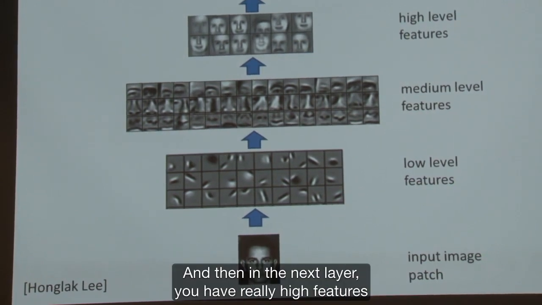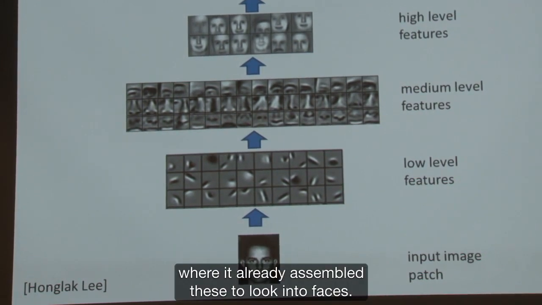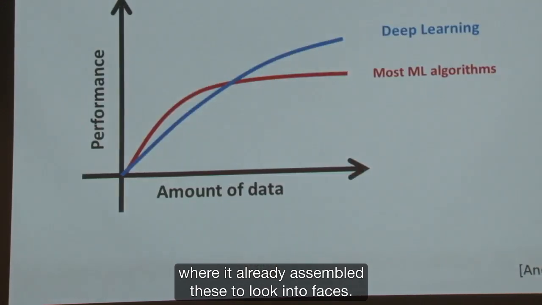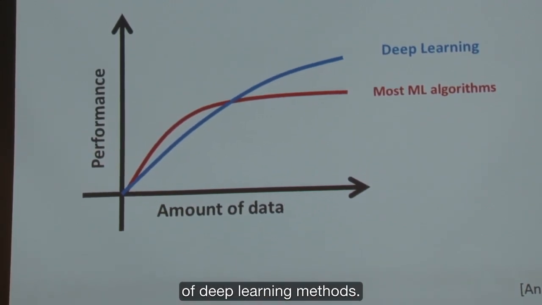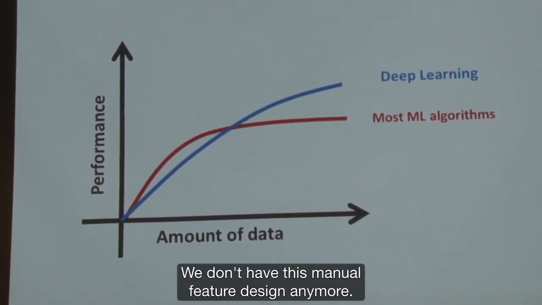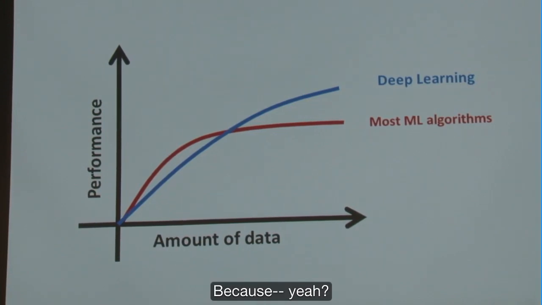And then in the next layer, you have really high features where it already assembled these to look into faces. So that is the one big advantage of deep learning methods. We don't have this manual feature design anymore.